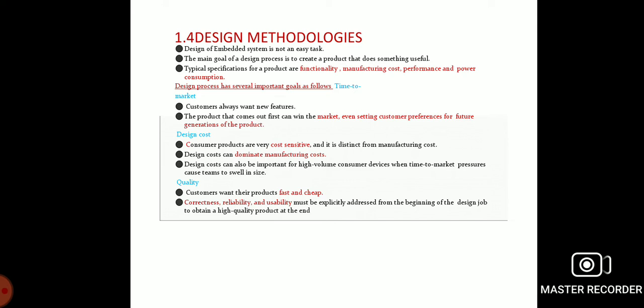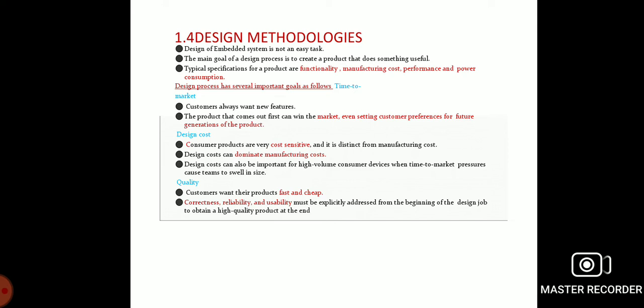Here the design process has several important goals as follows: time to market, design cost, and quality. Time to market: the customer always wants new features, new updated software, models and applications. So what are the software architectures of an embedded system? Embedded systems are composed of hardware and software components. So the success of an embedded design depends on the right selection of the hardware platform as well as the software environment.